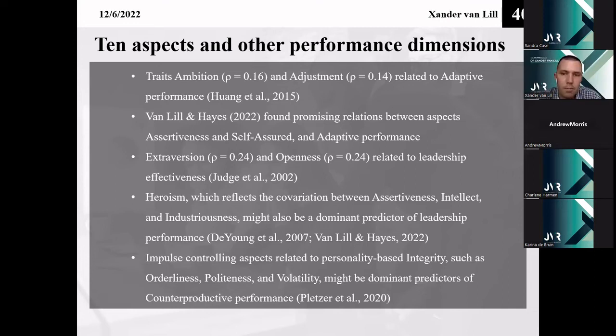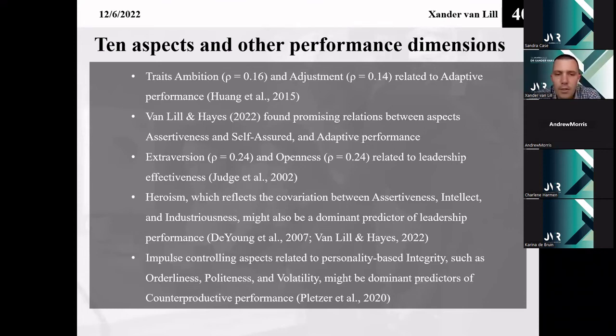and intellect related to openness make up this heroic trait I referred to earlier, things that we would like to see as characteristics in people that want us to emulate them. And these characteristics also seem to be related to leadership performance, or seem to make a holy triad of things that we could use to predict leadership performance in the future.